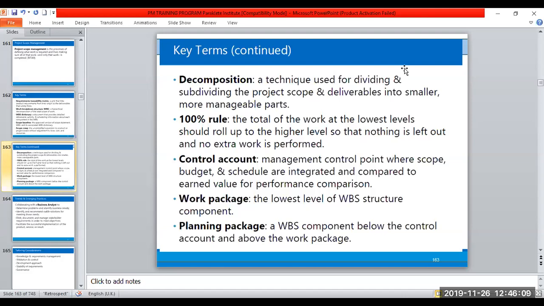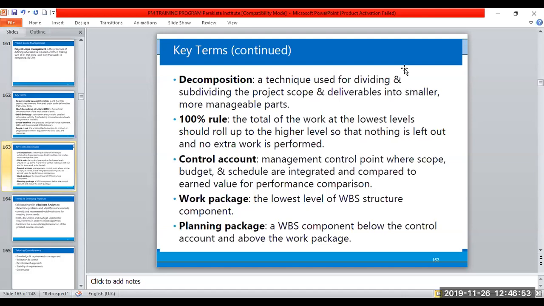project management plan. There is a rule called the 100% rule that says the total of the work at the lowest levels of the work breakdown structure should roll up to the higher level so that nothing is left out and no extra work is performed. So meaning that if you are going to break down your project scope right down to what we call work package levels, if you sum all the work packages upwards from bottom to up, you should have 100% completion of the entire or whole project work or scope.